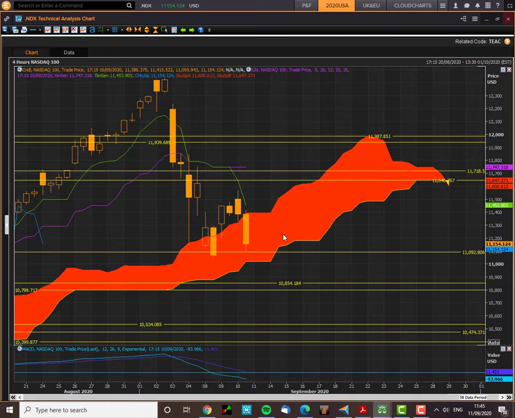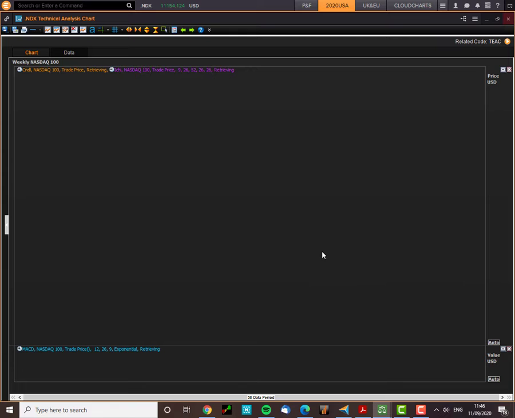The downside risk on a 4-hour chart is if we slice through the bottom end of the cloud, that becomes bearish. Then we're going to look at 10,854, and in a very weak market, we're going to hit 10,534 and 10,474. Now, where do those levels come from? We look at the weekly chart, so we can see the downside risk in the Nasdaq.